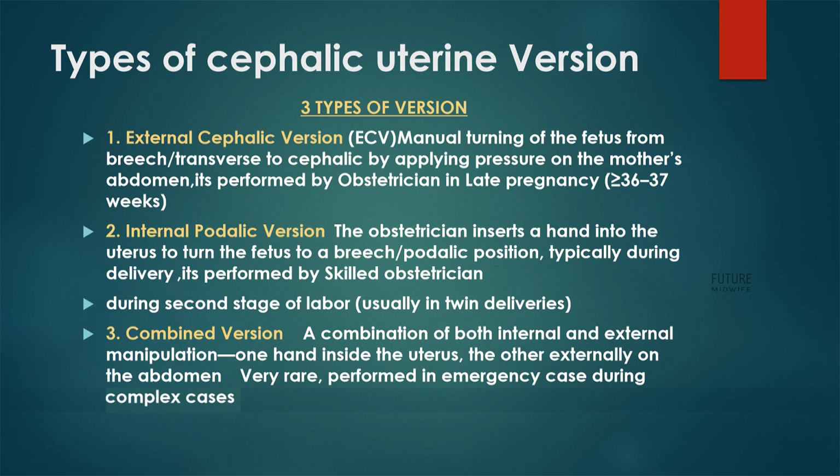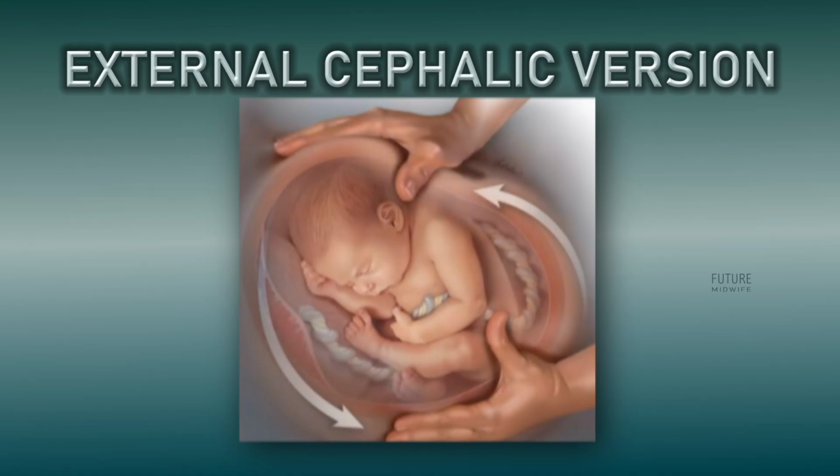The third one is combined version, a combination of both internal and external manipulation. One hand inside the uterus, the other externally on the abdomen. It is very rare, usually performed in emergency cases during complex cases. Among these three types, today I will explain external cephalic version in detail.